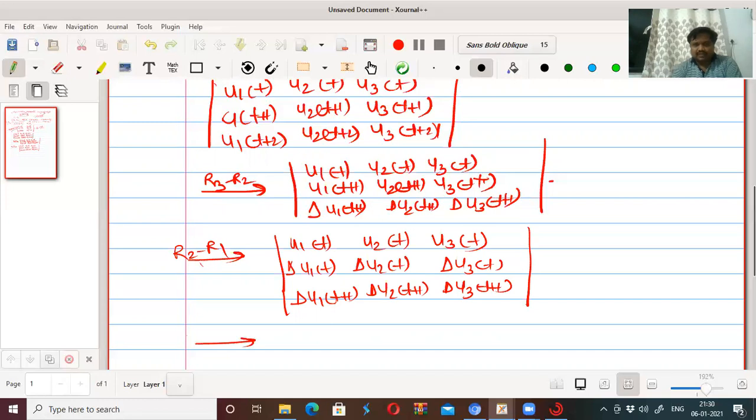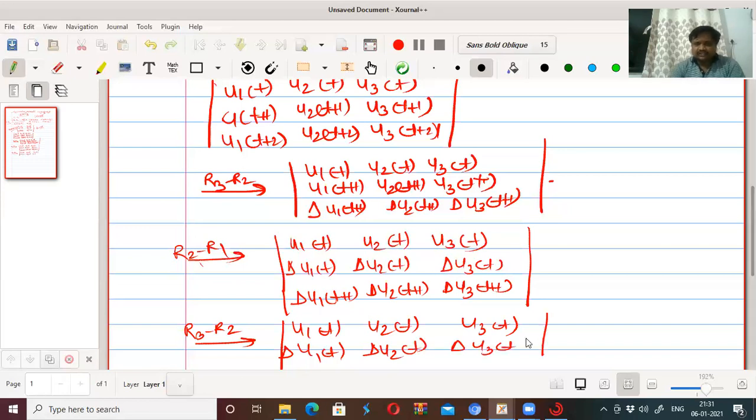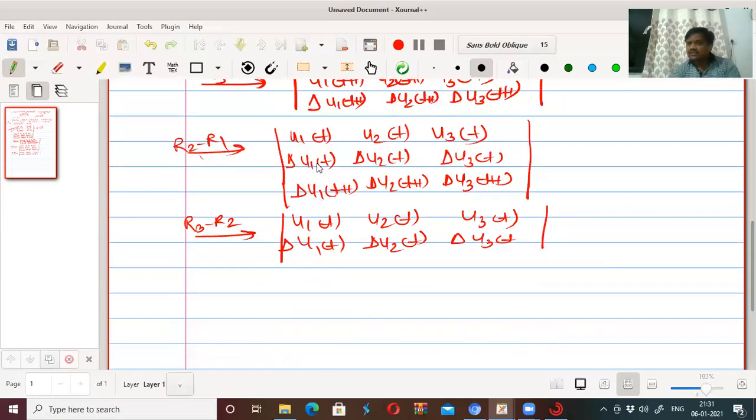Okay, this remains as it is. Now apply R3 minus R2. What will happen? U1 T, U2 T, U3 T stay, then delta U1 T, delta U2 T, delta U3 T. Now what is this? Delta U1 T plus 1 minus delta U1 T is delta of U1 T plus 1 minus U1 T, that is, again delta of U1 T. Therefore it becomes delta square U1 T, delta square U2 T, delta square U3 T. So if 3 by 3 Casoratian is there, then you will get delta square in the last row.